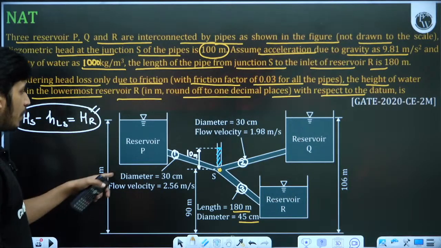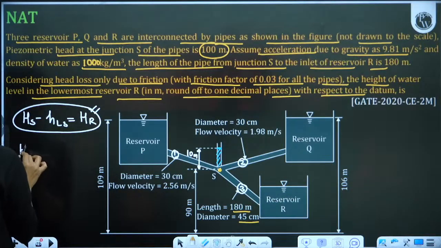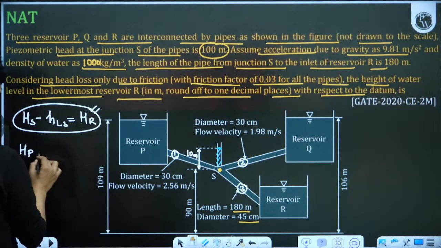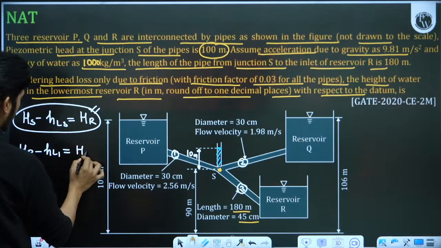Whatever the total head is at P, HP, minus head loss in pipe 1, HL1, will be equal to the head at S, HS. Always remember this.